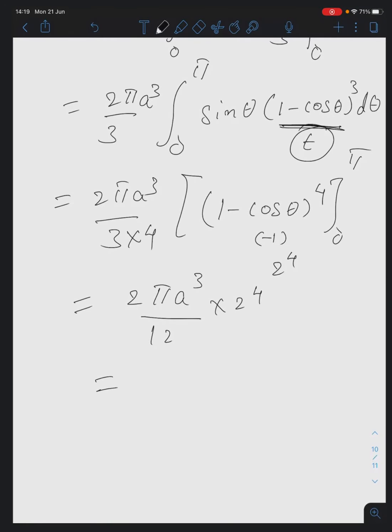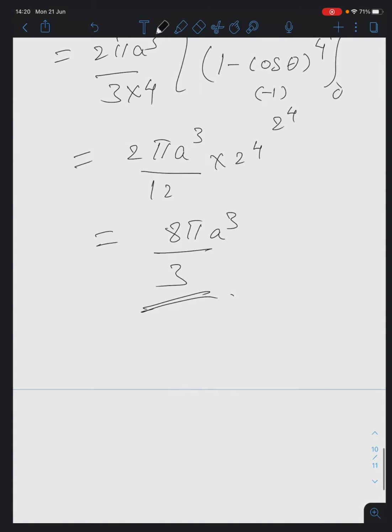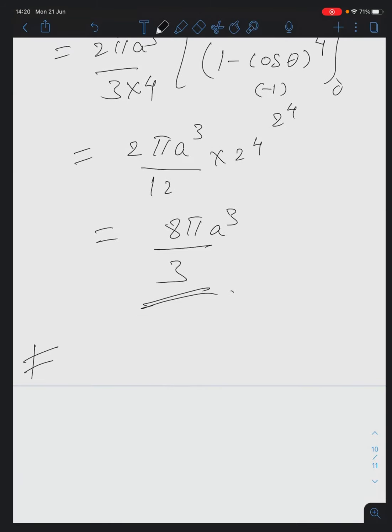Check your answer. Is it pi a cube by 6? No, ma'am. Is it not 8 pi a cube by 3? Please tell me, is this the correct answer or not? Yes, ma'am. Be careful while solving. So this is how you have to solve to get the volume by using double integrals.